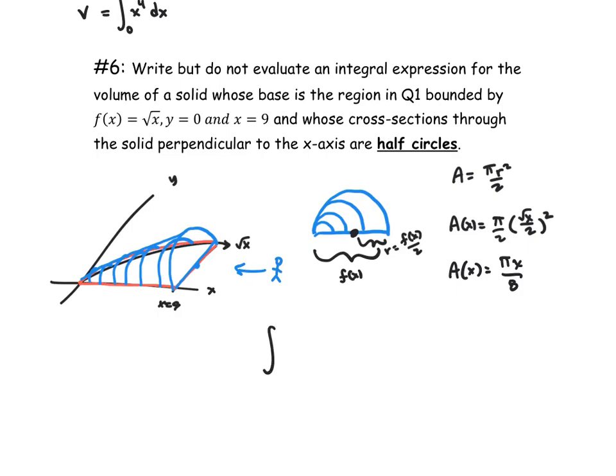So we can integrate to find the volume. Of course, let's pull out the pi over 8. And then all you have to do is integrate from 0 to 9 of x dx. There you go, guys. That's some cross-sectional volume, some cool stuff.